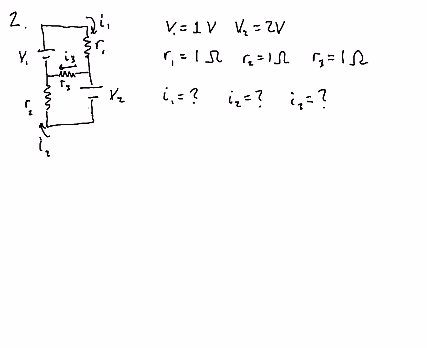For homework, do a similar circuit. Given these voltages and these resistances, determine all 3 currents in the circuit, I1, I2, and I3.